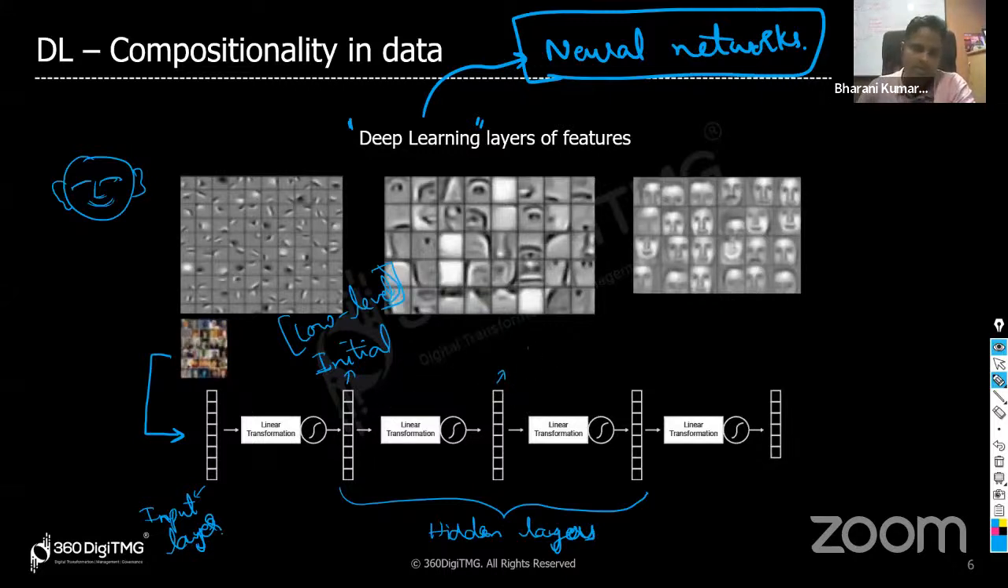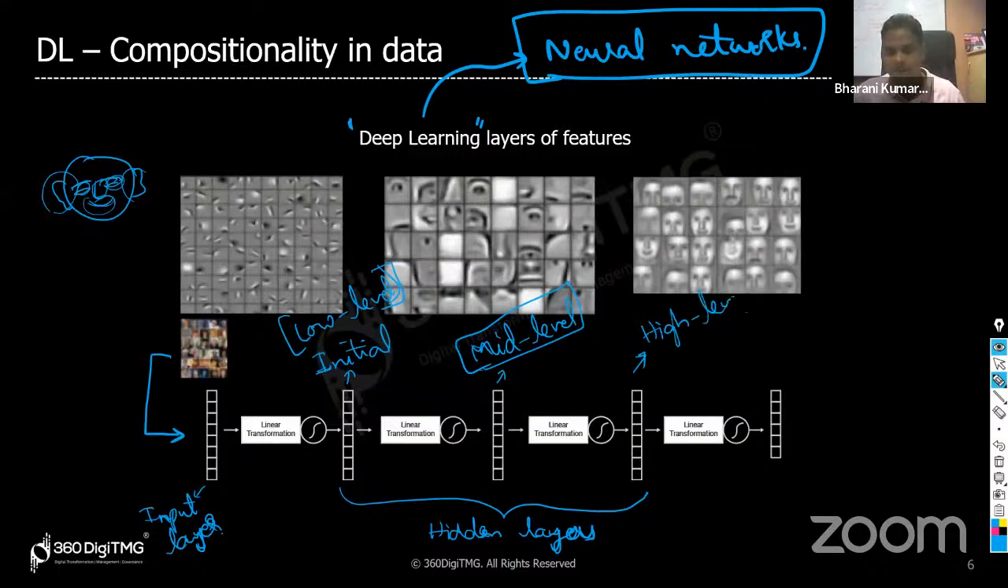The next set of hidden layers would capture mid-level features, meaning the eye of a person, or nose, or mouth, or ear of a person, etc. Then the final set of hidden layers would capture high-level details, meaning the entire face of the person.